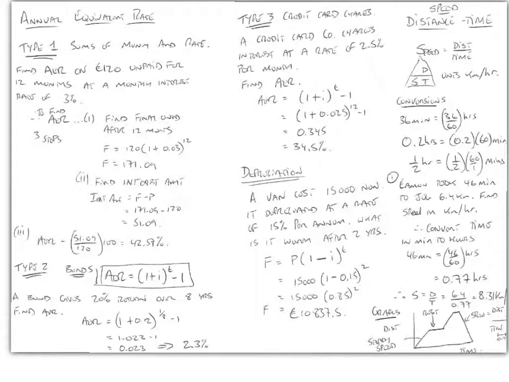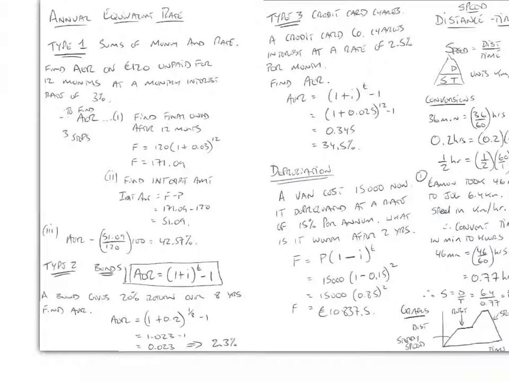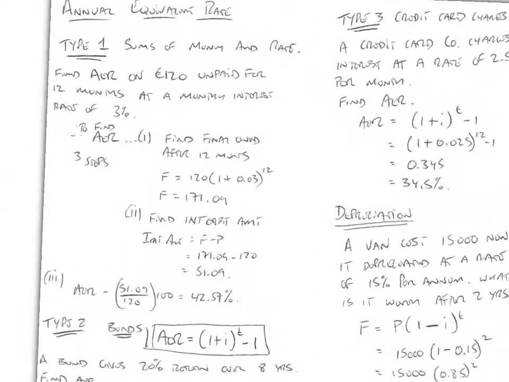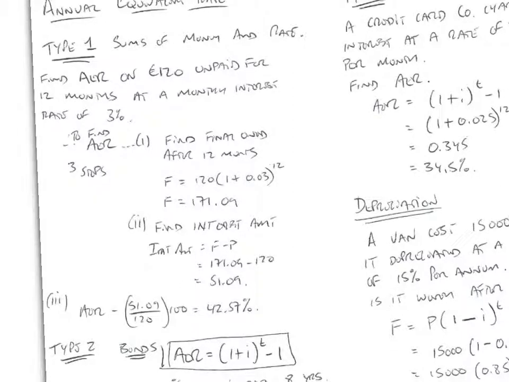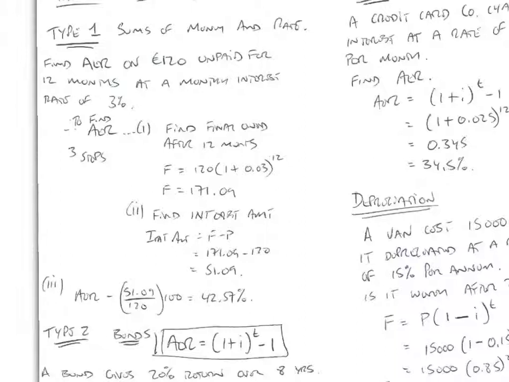So let's look at annual equivalent rate, or AER, and just to note that there's 3 types of problems you can meet with the annual equivalent rate. The first type of problem is where you're given a sum of money and a rate, and you find out what the annual equivalent rate was given that the money appreciated or depreciated. Okay, so for example, find the annual equivalent rate on 120 euros that's left unpaid for 12 months at a monthly interest rate of 3%.